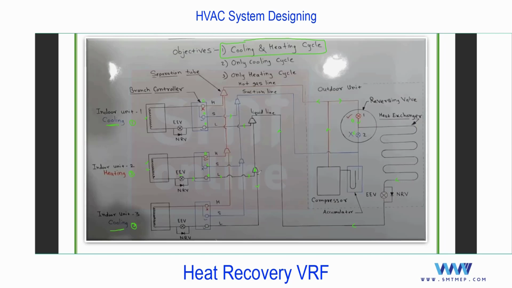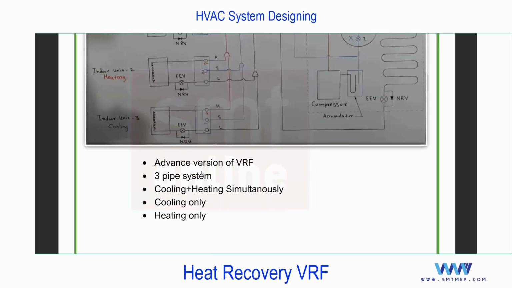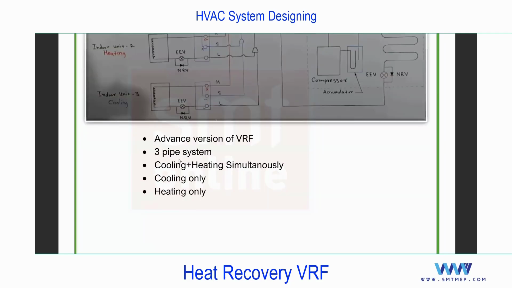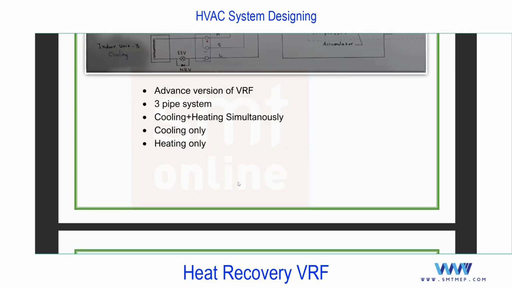So if this room 3 calls for cooling, this refrigerant is available. So it can flow in this direction as well as we have the option to flow in this because this is demanding cooling. So the refrigerant in the liquid form will pass through this electronic expansion valve. You know the process. So this is about the heat recovery. Now you see this is an advanced version of VRF and we used to call this a 3-pipe system. Only cooling or only heating or cooling plus heating can be used as per the requirement.